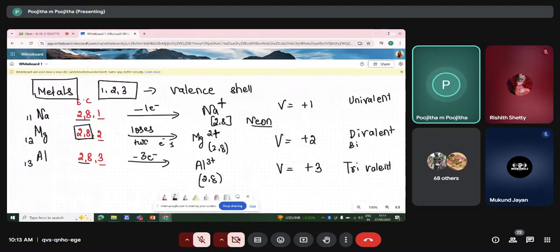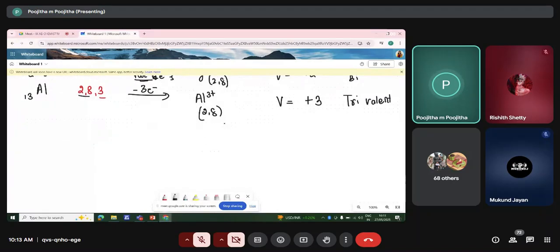So what is the valency of a metal? Valency of a metal is the number of electrons lost. How many electrons is magnesium losing? Two electrons. So valency is the number of electrons lost per atom of the metal. That will be the valency of a metal. Now let us go to non-metals.